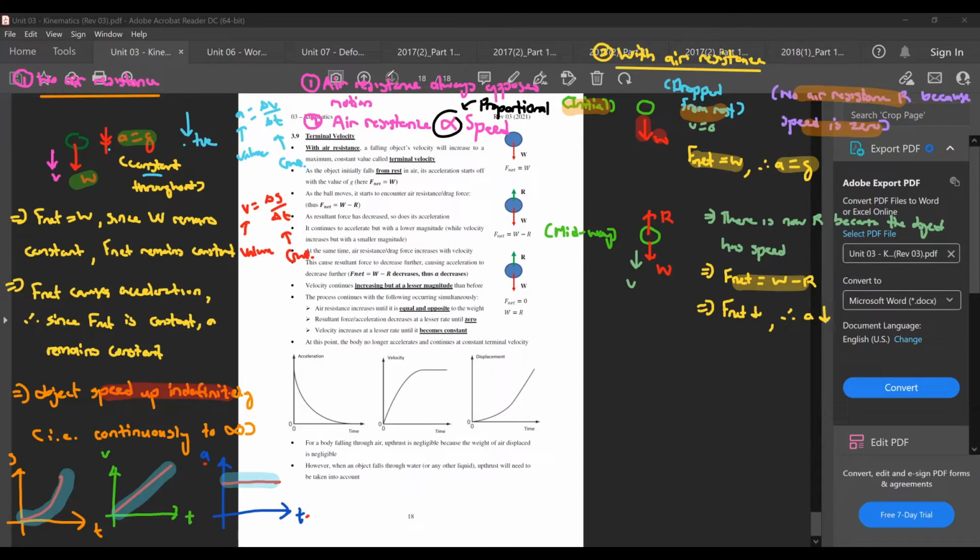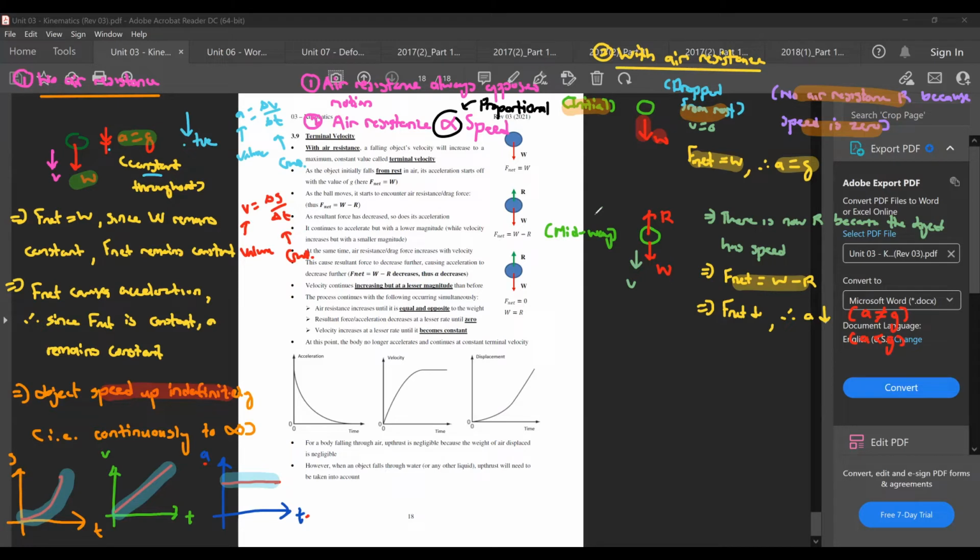So far so good with this logic. Because now I have air resistance, my resultant force has decreased, and if my resultant force decreases, my acceleration decreases too. So at this point, my a is not equal to g. My a is supposed to be less than g. So that's in the midpoint.